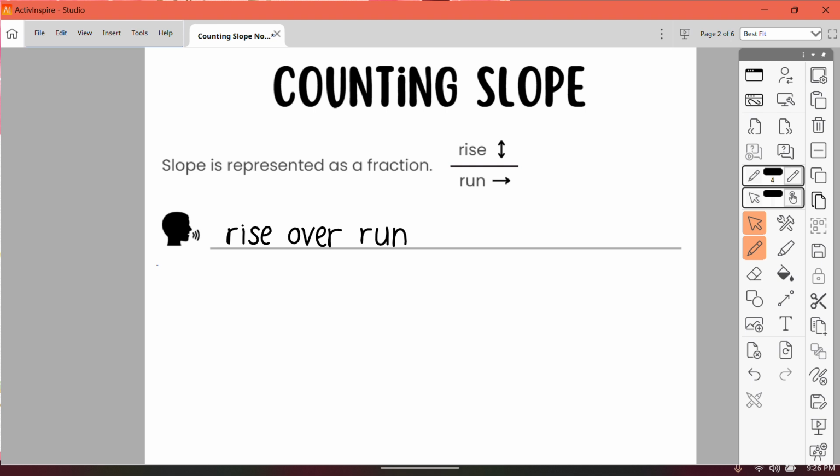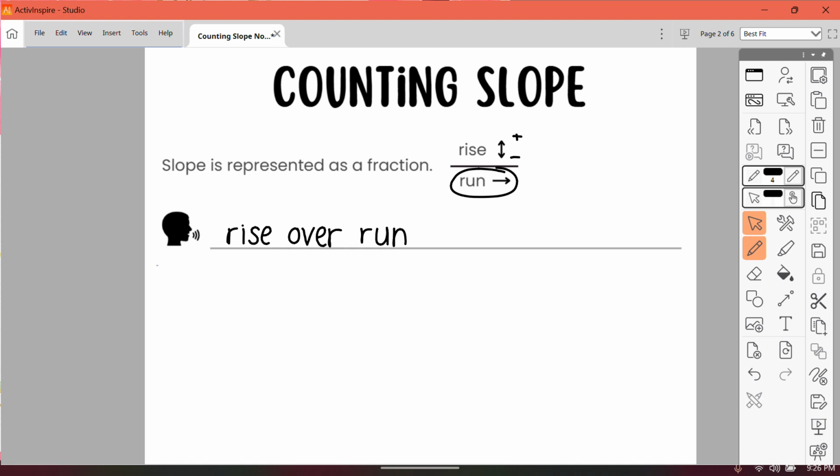So the way that we teach it, Mrs. Voss and I, is that if a line is going up, it's going to have a positive slope. And if a line is going down, it's going to have a negative slope. And that only works because the way that we count run is we always go to the right.